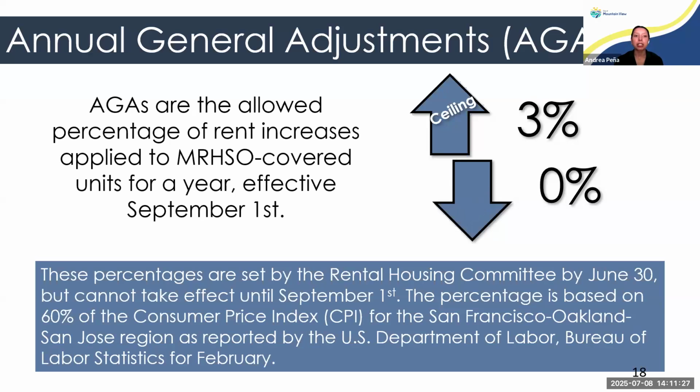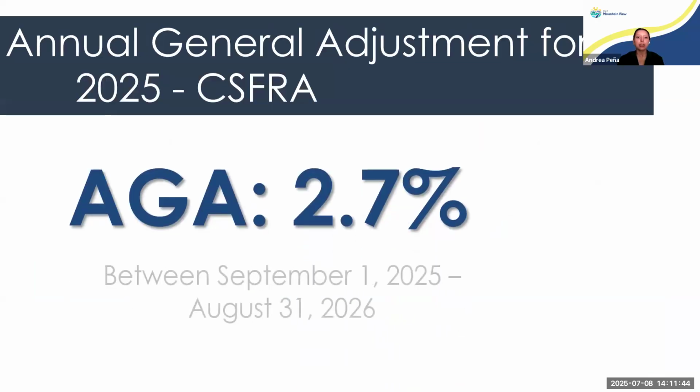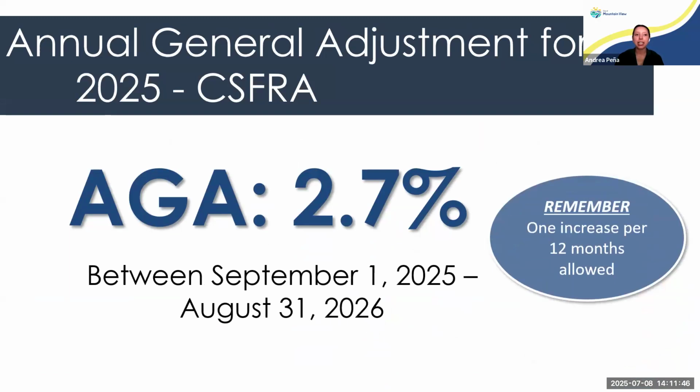And for the MHRSO, this is a recent change in the MHRSO. The AGA will be between 0% and 3% based on 60% of the CPI rate of inflation. So for the CSFRA, starting September 1st of this year, so coming up here in a couple of months, the allowed rent increase will be 2.7%. A reminder that only one rent increase can be given every 12 months. So it has to be a full year or more before you can give a rent increase.